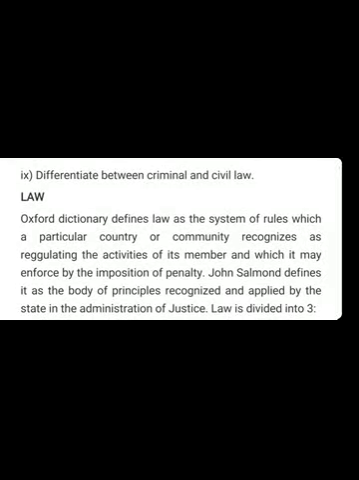Let's start with law. The Oxford Dictionary defines law as a system of rules which a particular country or community recognizes as regulating the activities of its members and which it may enforce by the imposition of penalty. John Salmond defines it as the body of principles recognized and applied by the state in the administration of justice.